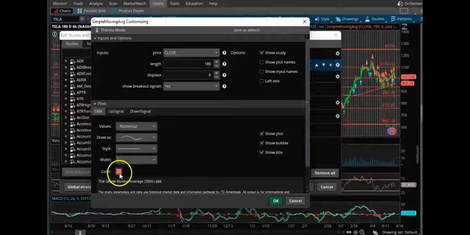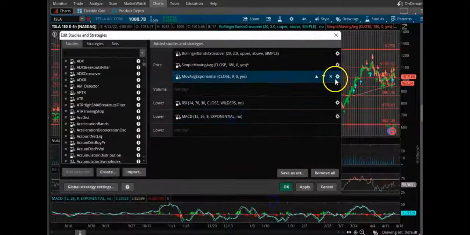I prefer to put the red as my color, just because it differentiates from the green. And it also acts as a kind of warning for me when price gets close to that red SMA line. It's like the danger zone. Are we crossing below that? Are we bouncing off of it? That's why I keep it as red.